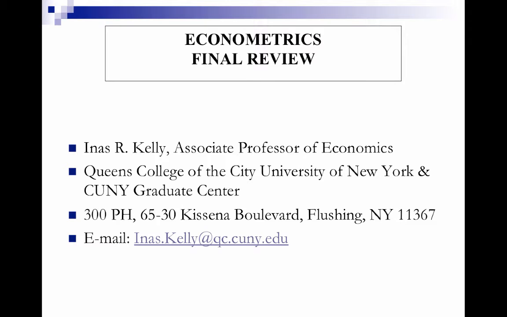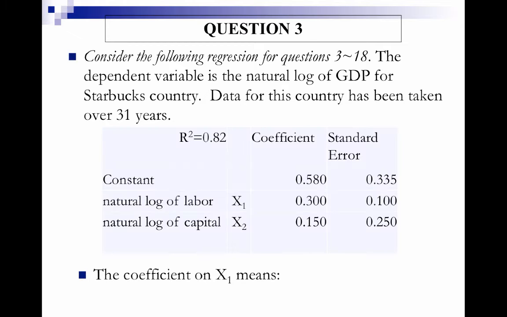Okay, we're continuing with the Econometrics final review. For question 3, we have the following regression where the dependent variable is the natural log of GDP for Starbucks country, and the two independent variables are the natural log of labor and the natural log of capital. And we can see here that the number of observations is equal to 31.